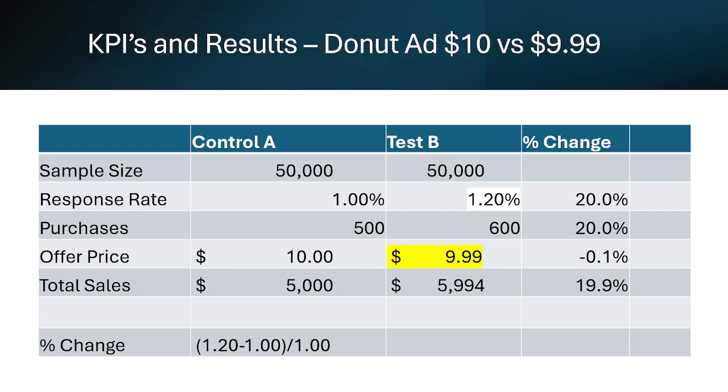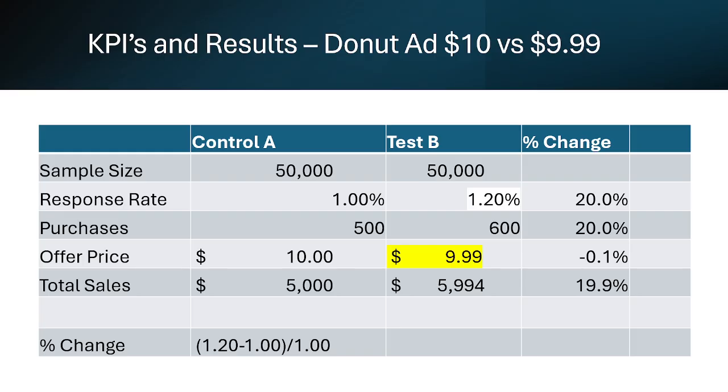But here's why we always want to analyze the numbers, because we did get a lift, but we lowered the price. So now we have to see how that lower price impacted our total sales. Now in this case, the percent lift was high enough to cover the lost penny for each purchase. So the control version resulted in $5,000 and the test version resulted in $5,994. So I can say with confidence now that test B at a lower price point outperformed the control and resulted in a lift in sales, or your change in sales, of 19.9%. That would be a successful test.